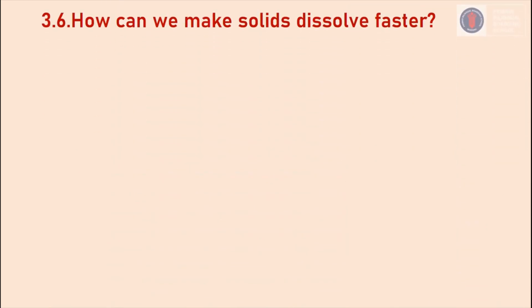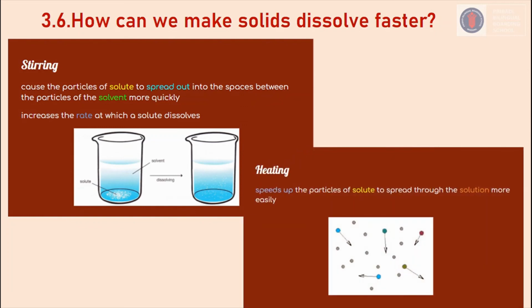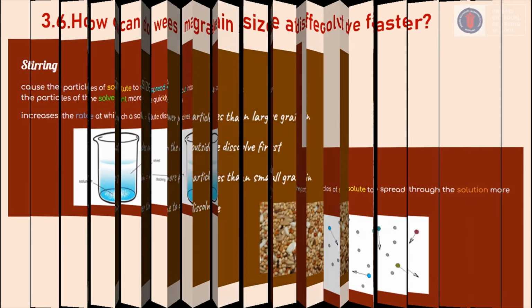How can we make a solid dissolve faster? First, we can make it dissolve faster by stirring. The stirring will cause the particles of solute to spread out into the spaces between the particles of the solvent more quickly. It will increase the rate at which a solute dissolves. And the second way, we can make a solid dissolve faster by heating. The heating process will speed up the particles of solute to spread out through the solution more easily.